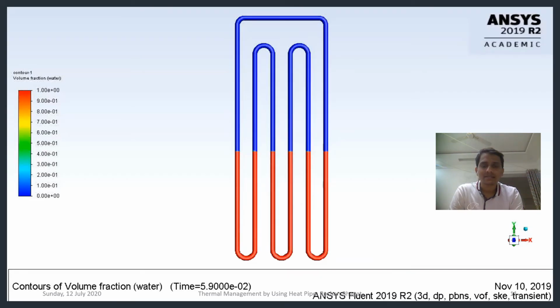Next, this is the animation again. This is one of the simulations which shows how the fluid flow develops once heating is started in the evaporator section, and how the fluid rejects heat into the condenser section. This animation was prepared with the help of ANSYS 2019 R2.